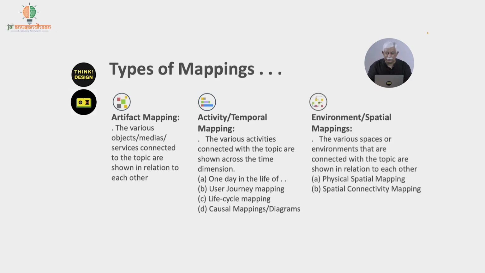Let's look at the spatial mappings. It's also known as the environmental mappings. The various spaces or environments that are connected with your topic are shown in relation to each other or in a spatial dimension. So, you can have physical spatial mappings, or you can connect them up together to get a spatial connectivity mapping.